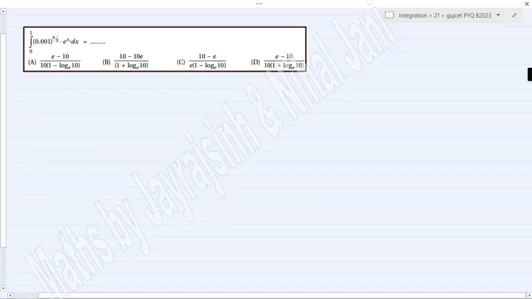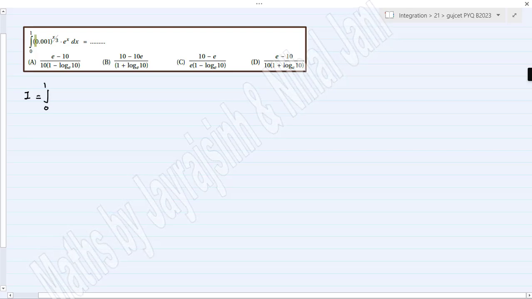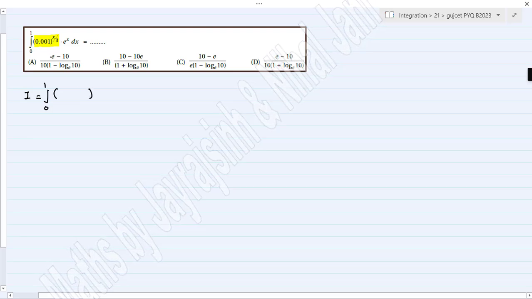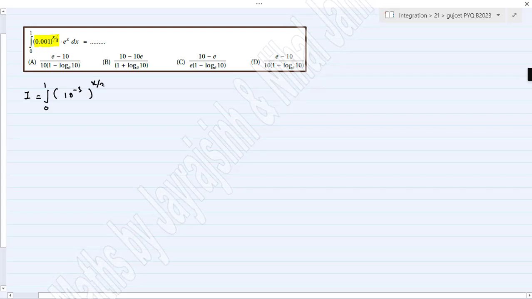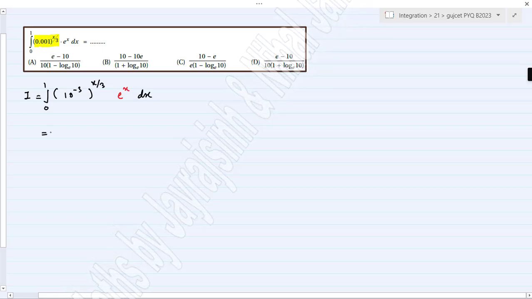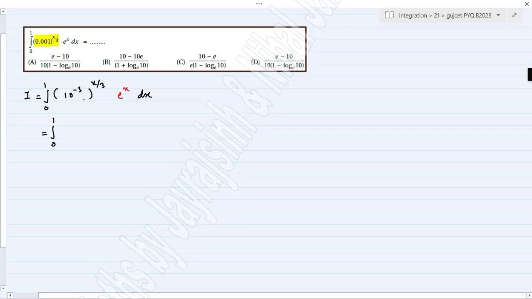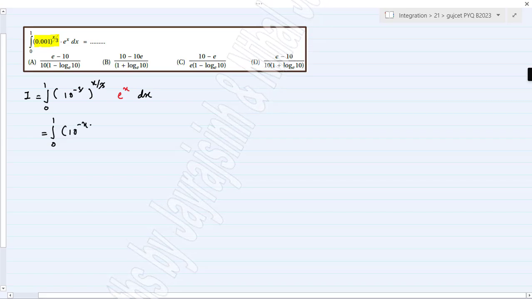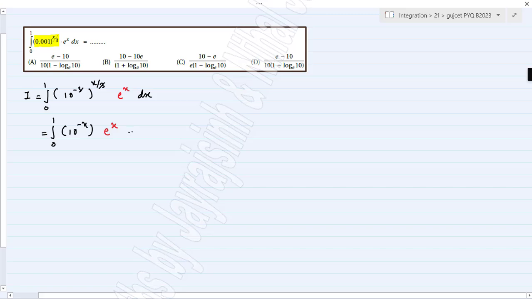Another must question. We have integration 0 to 1 of 0.001 x raised to 1 by 3. Within the bracket we have 10 raised to minus 3 x by 3 into e raised to x dx. That is an a raised to x form, isn't it? Yes, a raised to x. But what is a? That is important. 3 will cancel out, and here we'll get 10 raised to minus x, e raised to x dx.